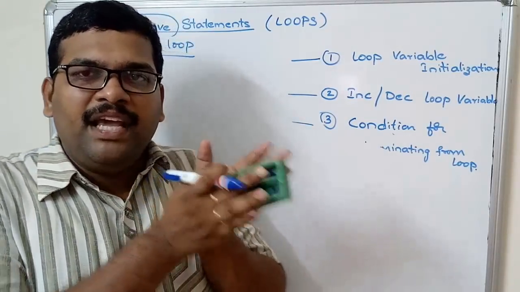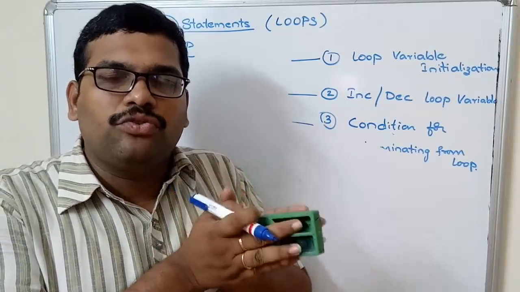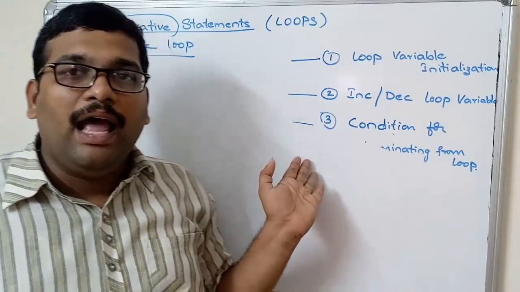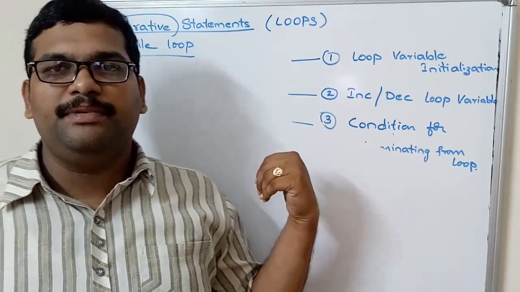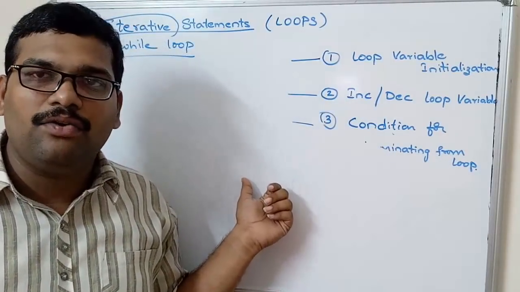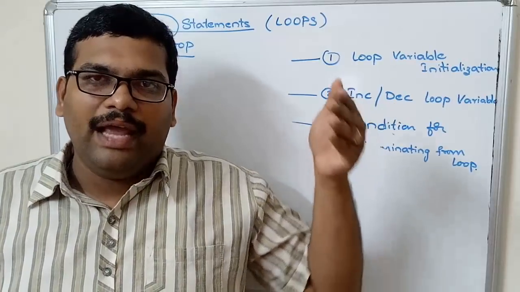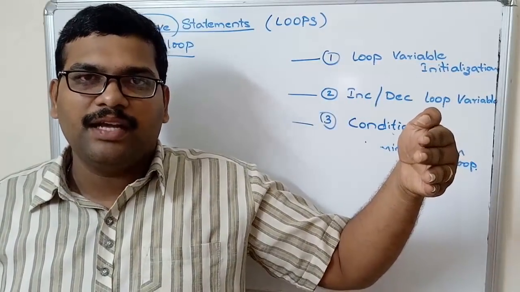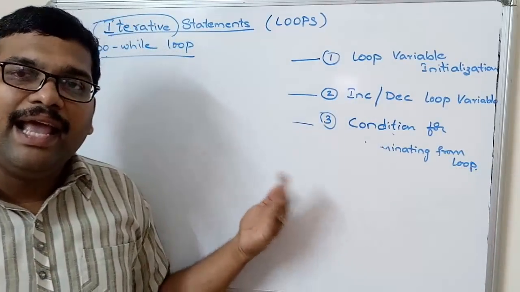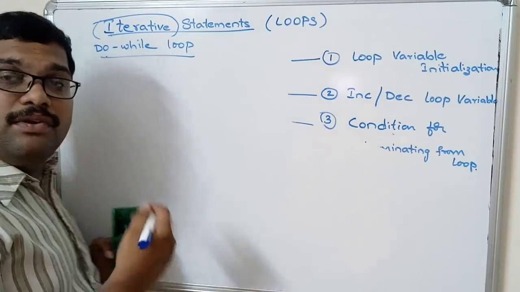So at the beginning itself the condition will be checked, and if the condition is true, then only the control moves on to the block. Here at the end of the loop the condition will be checked. That's why it is called an exit control loop, and while loop is called an entry control loop. Entry control means the restriction is at the entry level itself, and here the restriction is at the exit level. So let us write the syntax so that you can clearly understand.